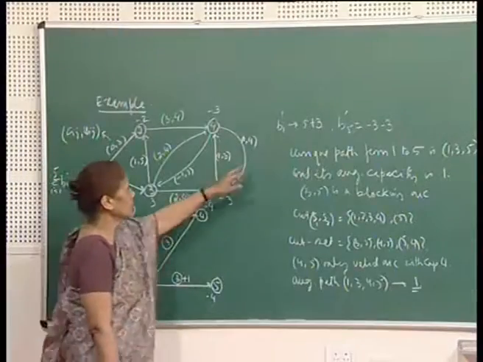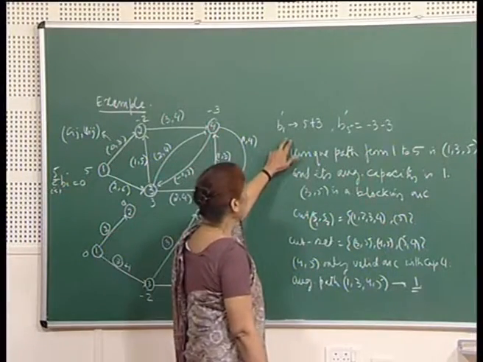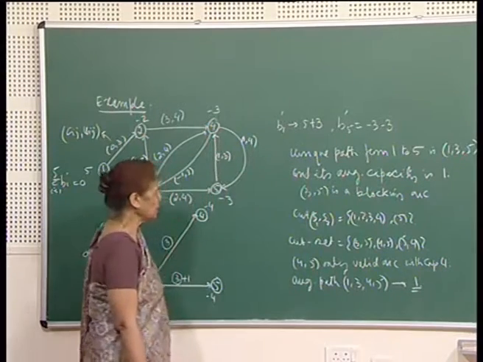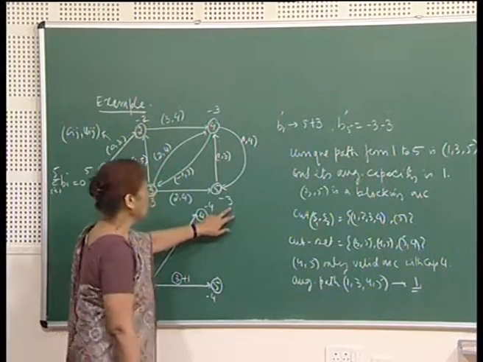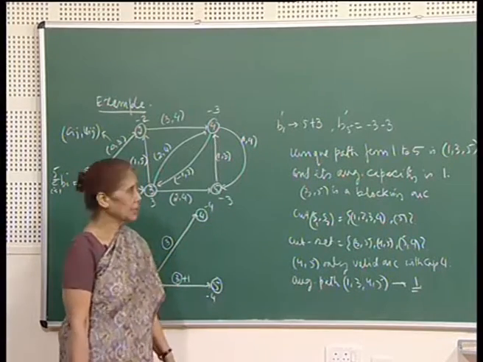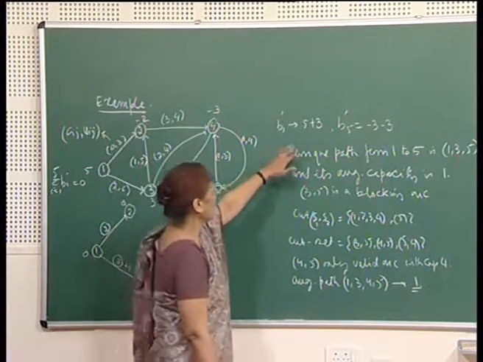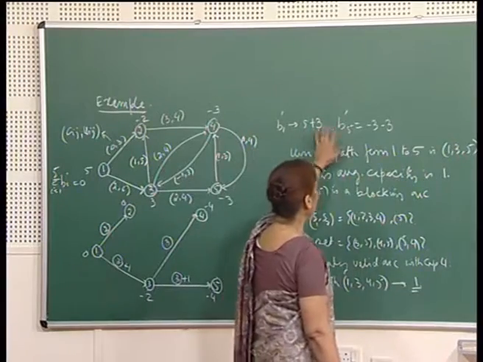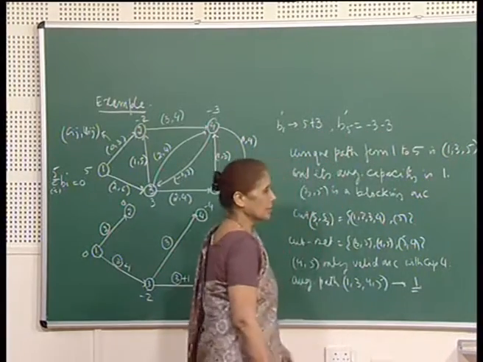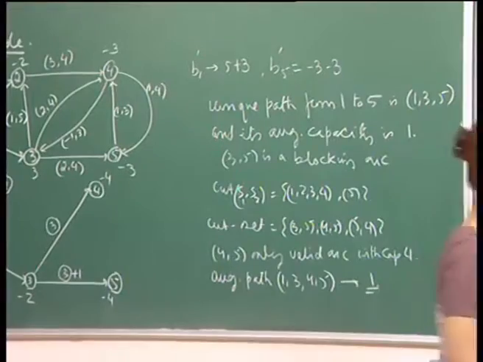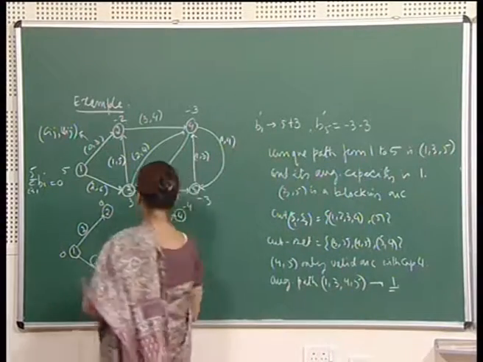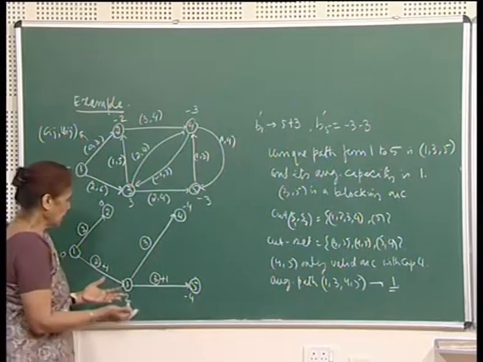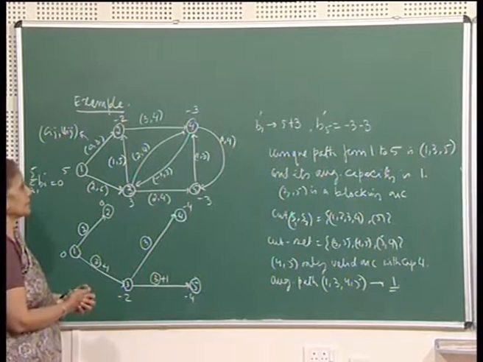Now, if we want to consider the case that b1 goes up to 8 units, that means 3 more units are available here, and at node 5 you have 3 extra demands, right. So again, the increase in the supply is also equal to the increase in the demand, right. Now, we want to consider how I can accommodate this flow in the current solution, so that I take advantage of the optimality criteria being satisfied, right.